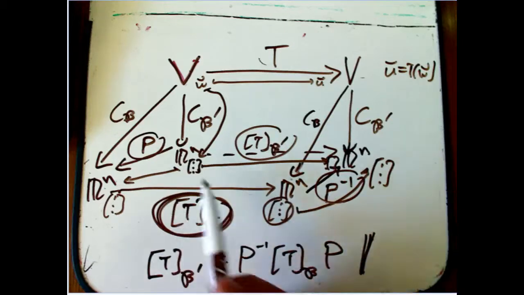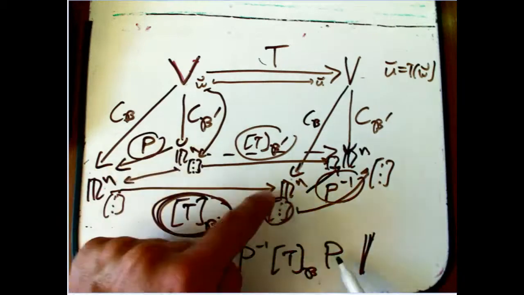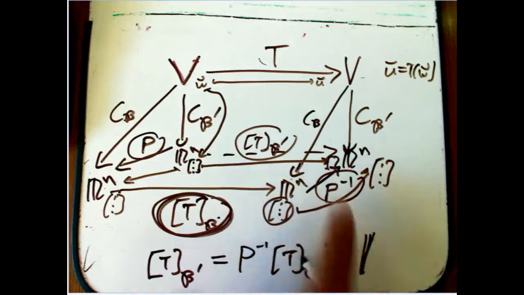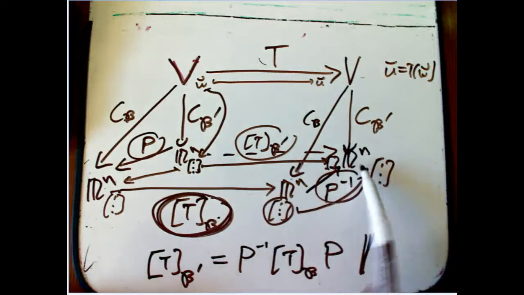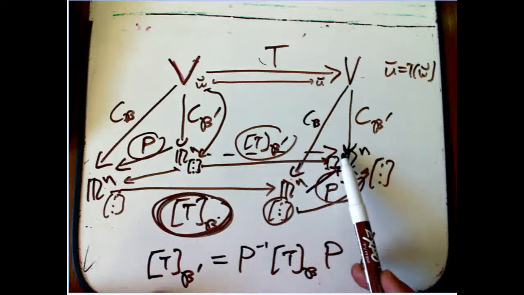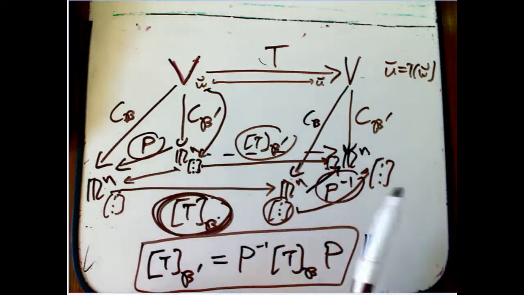It's saying that if you start here and you do P, and then you do TB, remember composition reads right to left, it's kind of weird, and then you do P inverse, that's the same thing as what would happen if you took the input here and multiplied it straight by the B prime version of T. And that's just saying this is an equation of matrices.